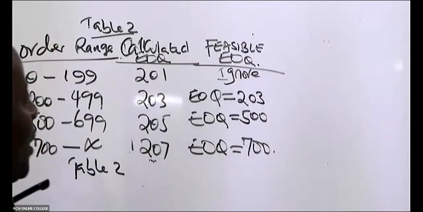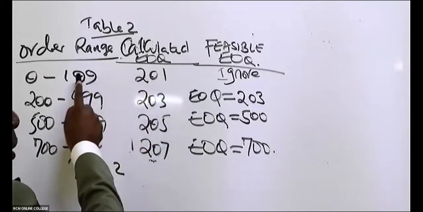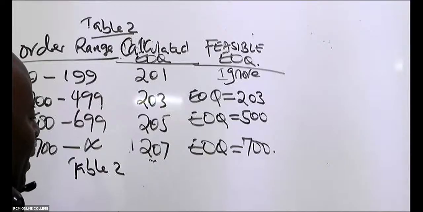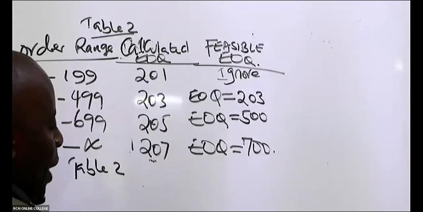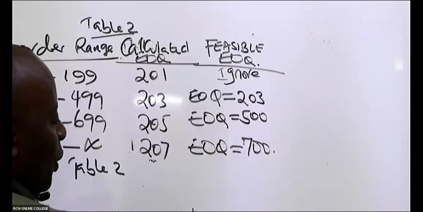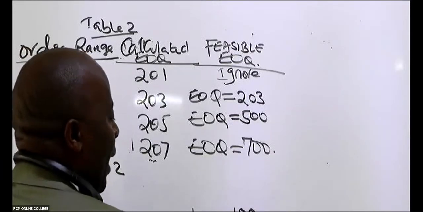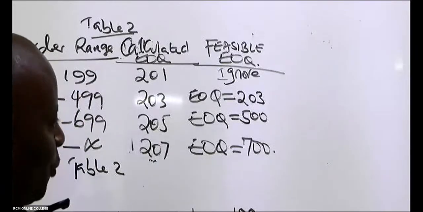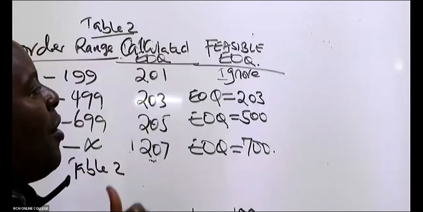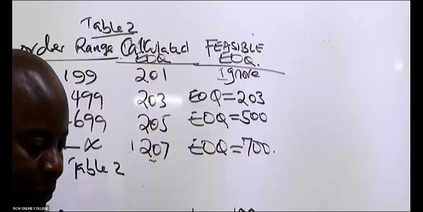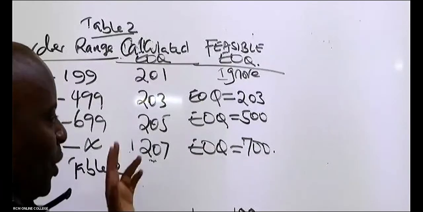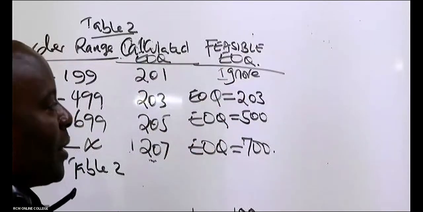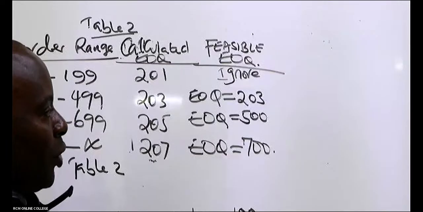Don't complicate life. Like now, this 201. Are you seeing that 201 is more than? If you draw a range, 0 to 199, where is 201? It's more than 199. That means this class is really smaller for you. Ignore it. So whenever the EOQ is bigger, that's not your class, ignore it.